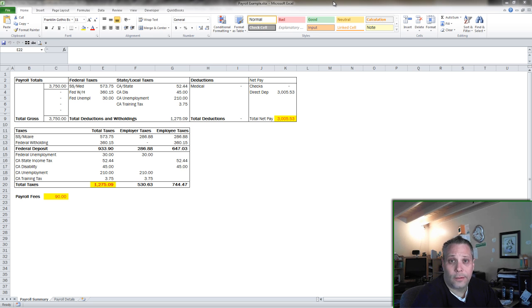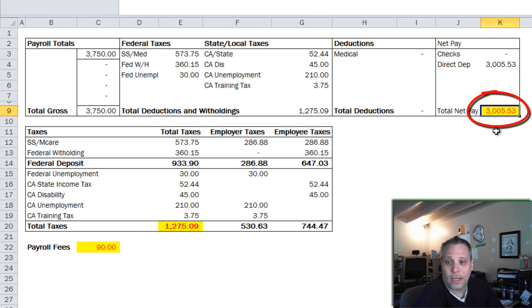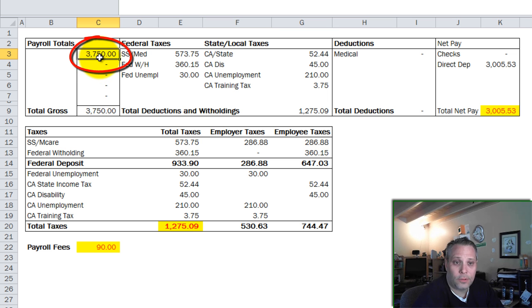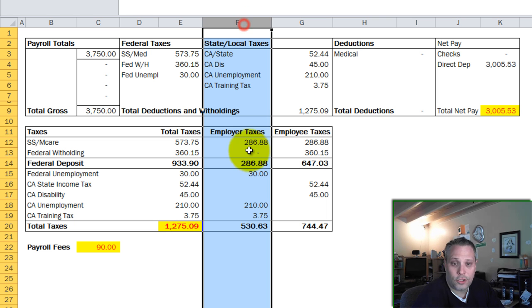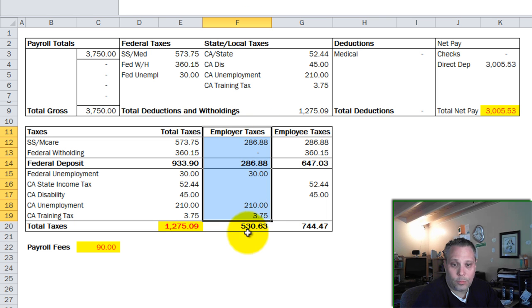So what's that look like in QuickBooks? That's the question. And the classic mistake bookkeepers make is they take this whole net pay and they book it as a lump sum to payroll expense. And then they take these net taxes and they book it as a lump sum to the employer tax expense, and that's not correct. The correct way to enter it is to enter in the full gross payroll, which in this example is $3,750, and that's the payroll expense. That's the employer's expense. Then within the taxes, there's the employer's share, which is right here. The employer's share of the taxes, the expense on the books, is $530.63 in this example.